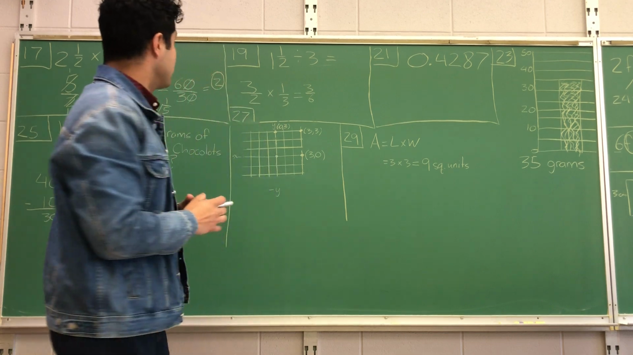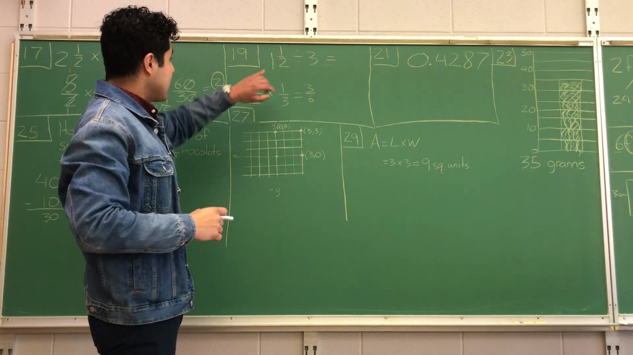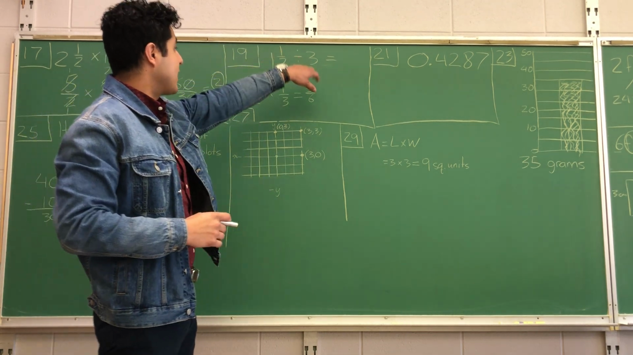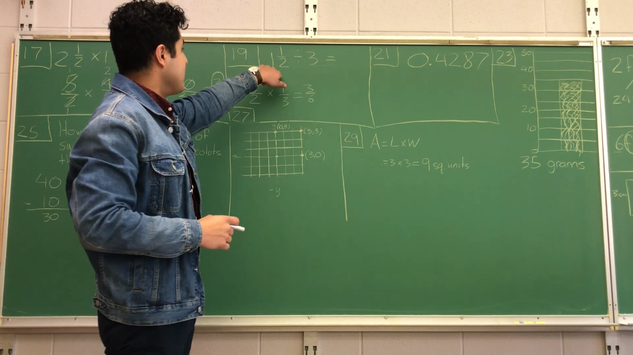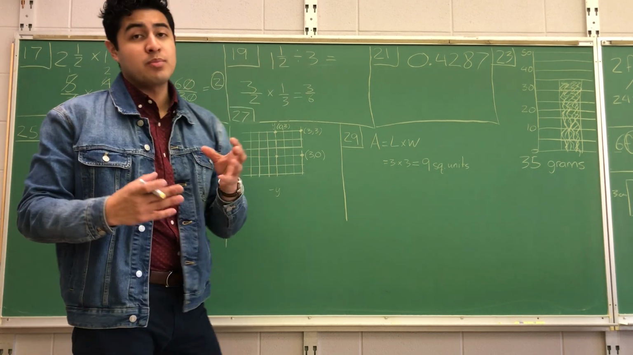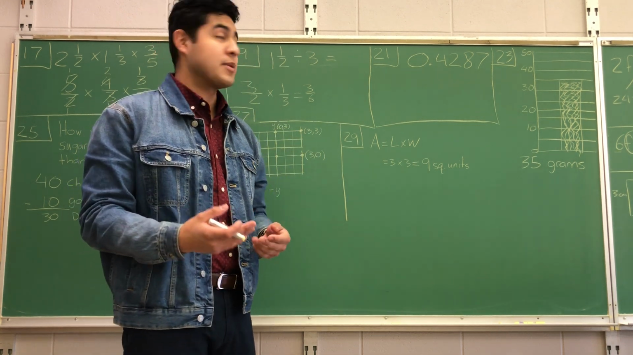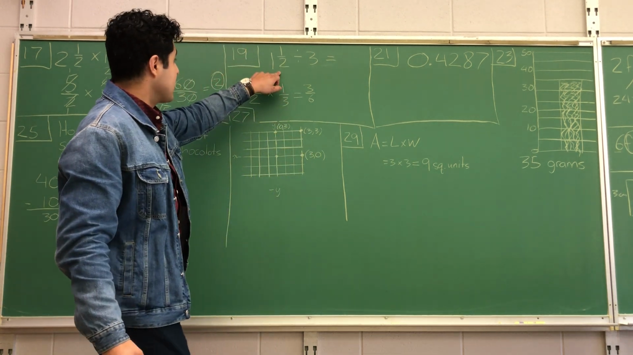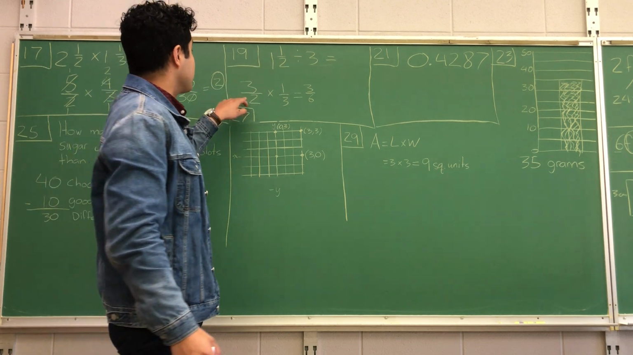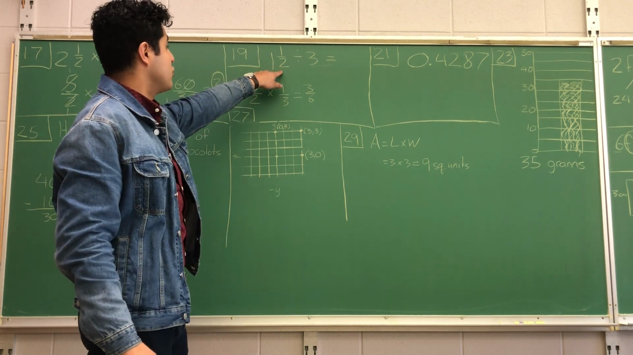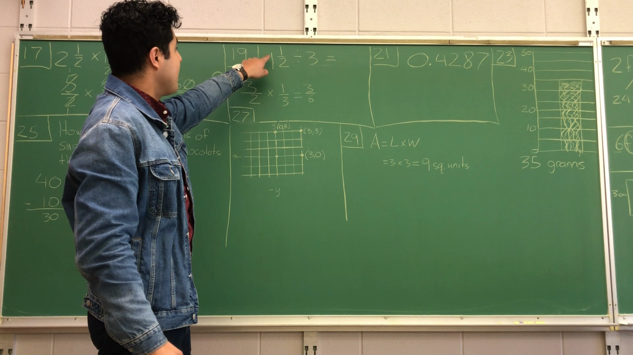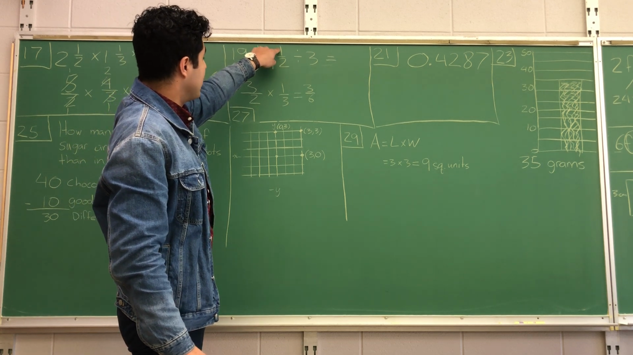All right, on to problem 19. Problem 19, we have 1 1/2 divided by 3, okay? So we've got a mixed number and we've got a division problem. Remember, we can't divide fractions. We need to change them into multiplication problems. But the first thing we do is we need to convert our mixed number into an improper fraction. Again, 2 times 1 is 2, and then that answer 2 plus 1 is 3.